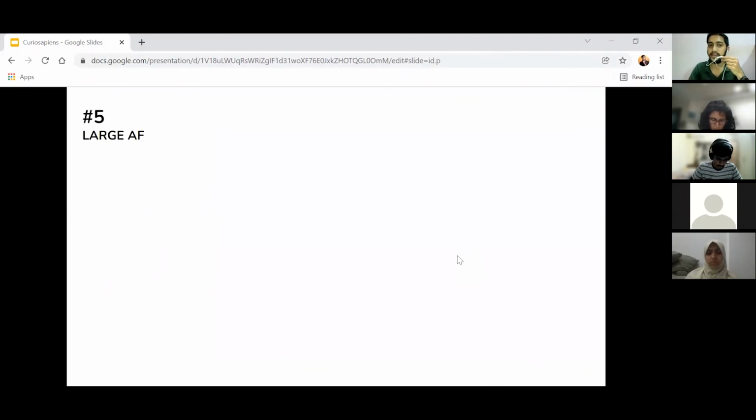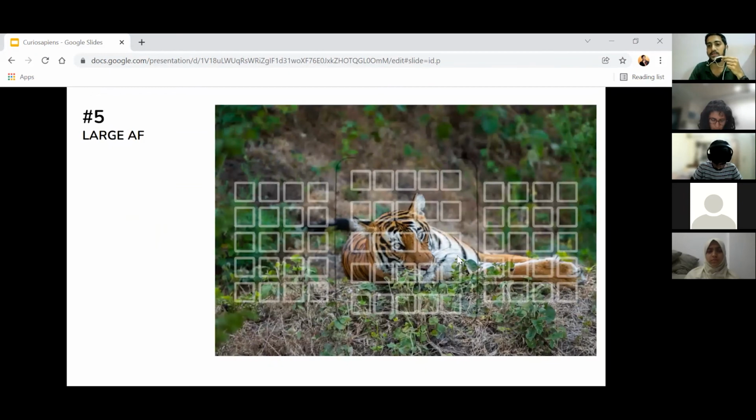Large AF is where you use a large point and wait for the subject. Like I waited for this tiger to look up and look right into my camera. When it did, the camera automatically focused on the face of the tiger, the eye of the tiger, and I was able to capture it very easily. This is how you do large AF.